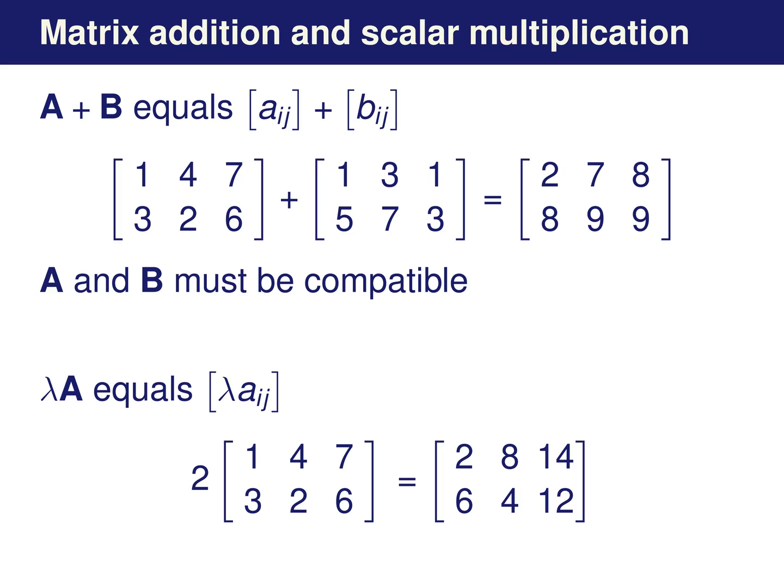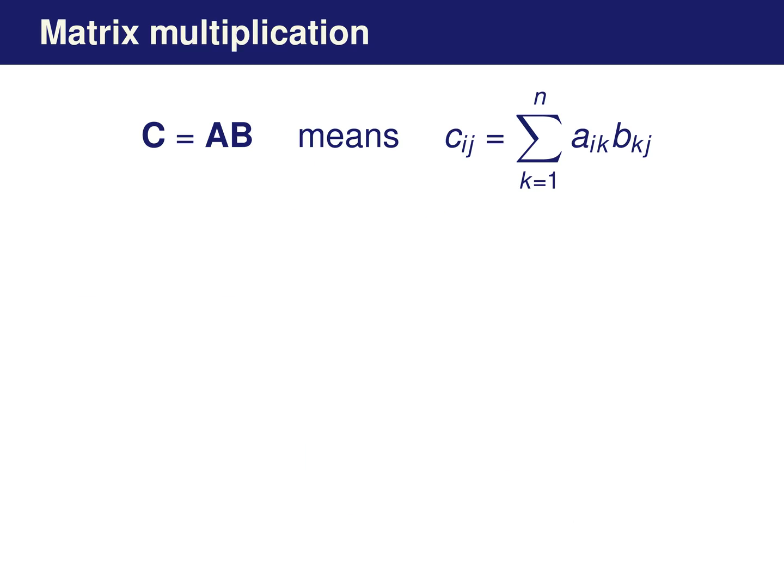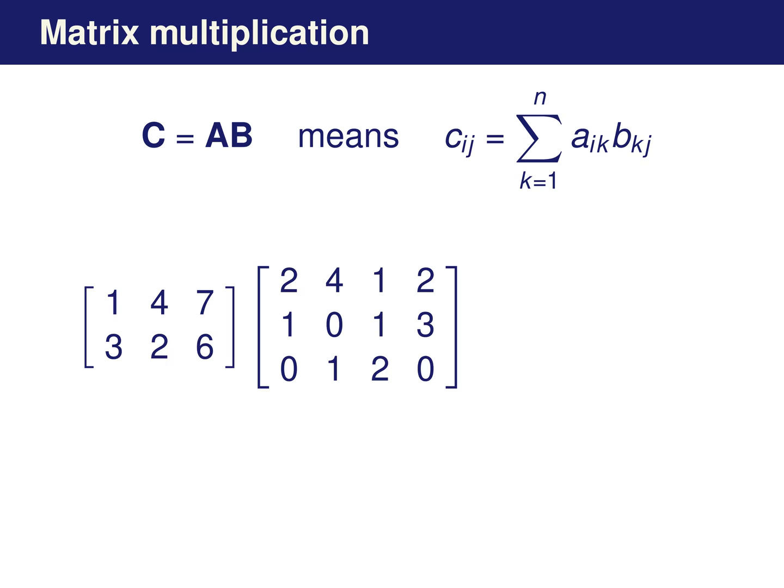To multiply two matrices together, we take the dot product of the rows of the first matrix and the columns of the second matrix. That is, to compute the ij element of C equals AB, we sum the product of the elements in row i of A and column j of B. To compute the entire matrix C, we repeat this for every row of A and every column of B. For example, consider the product of a 2 by 3 matrix and a 3 by 4 matrix.